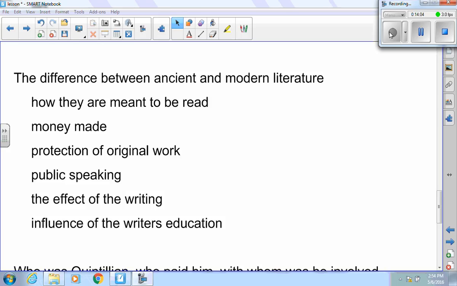Influence of the writers, education. Today we have writers that come from all over the place, including ones that aren't educated. Today, writing is more associated with our life experience. The influence on writers in the ancient world would have been very much shaped by the teachings they went through from their rhetor, from their rhetoric education.